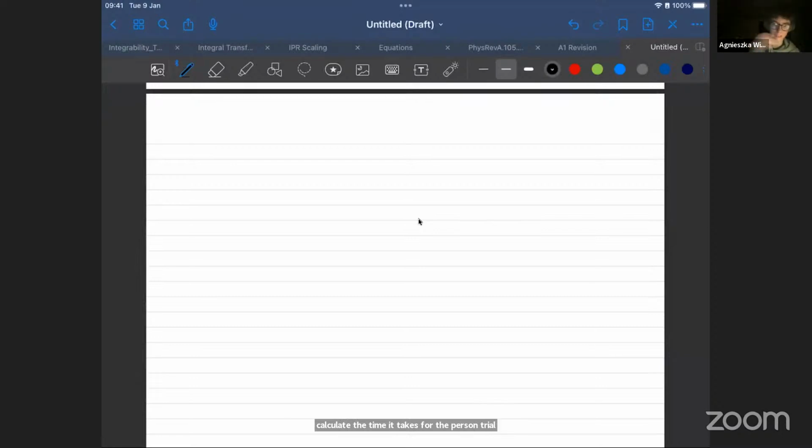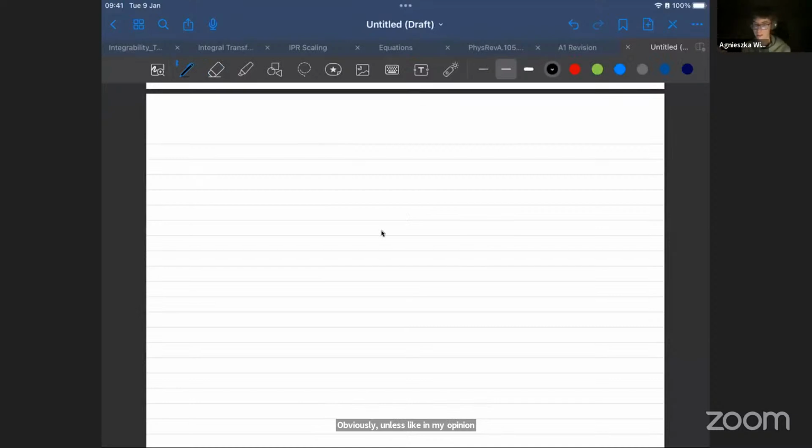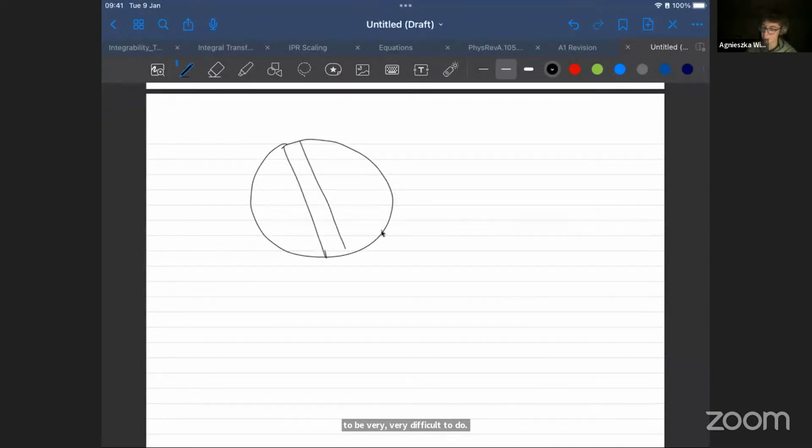Obviously, because I've been through these courses and I've done this question before as my own preparation for my exams in first year, unless you've done electromagnetism and you know Gauss's law, or unless you know the answer to this question, it's going to be very, very difficult to do. But anyway, in an interview, for example, let's go through what things you might want to mention. So this is the tunnel through the earth.